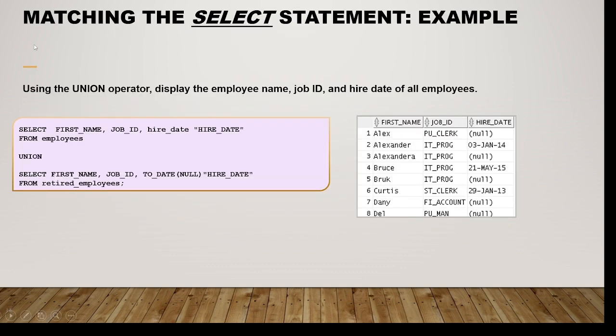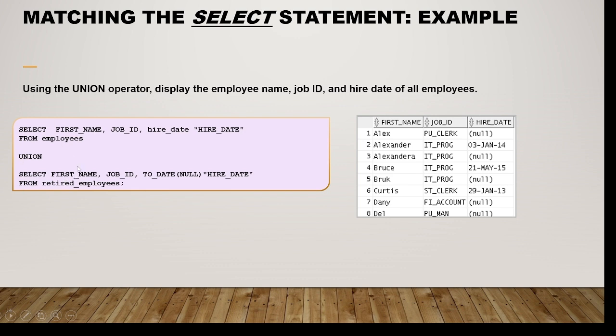So here we are using the same tables, employees and retired employees. These tables have several columns in common: the employee ID, the job ID and the department ID. However, what if you want a query to display the first name, the job ID and the hire date using the union operator, knowing that the hire date exists only in the employees table, not in the retired employees table.